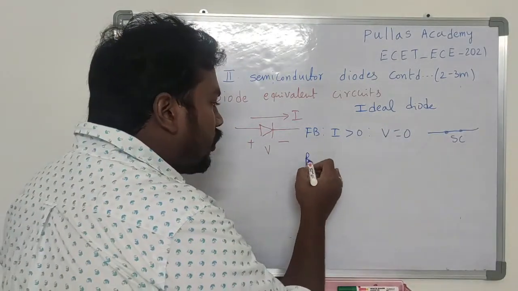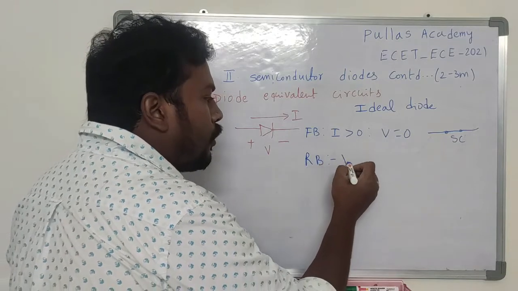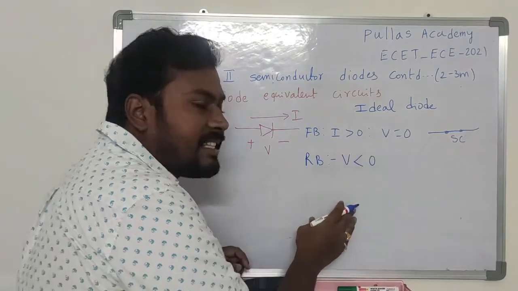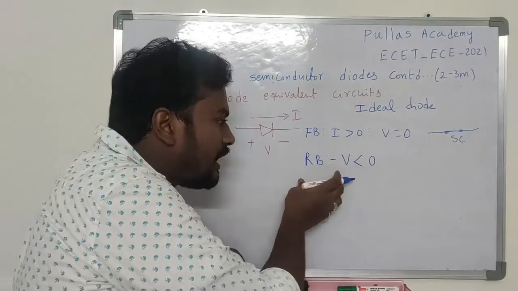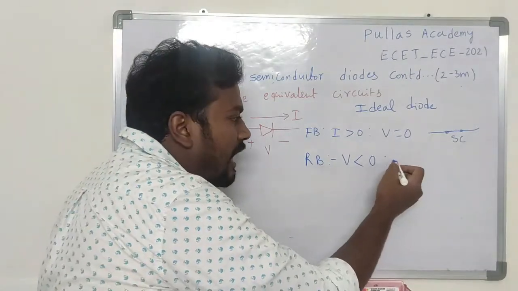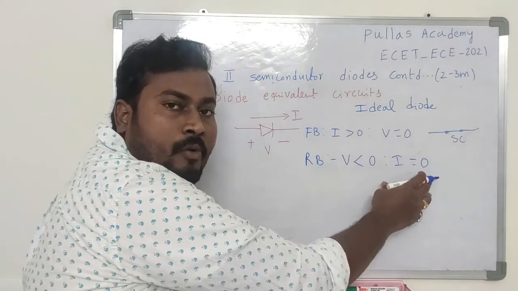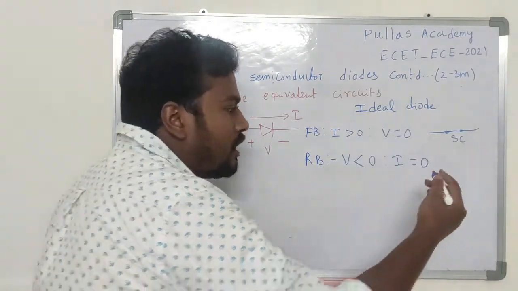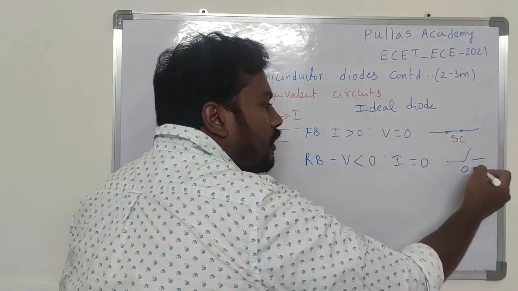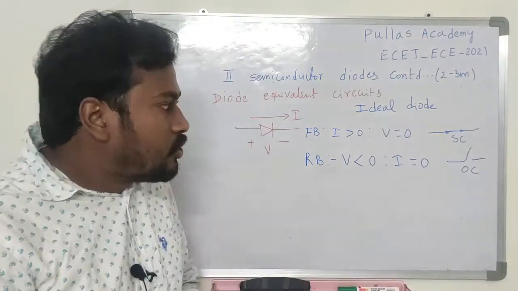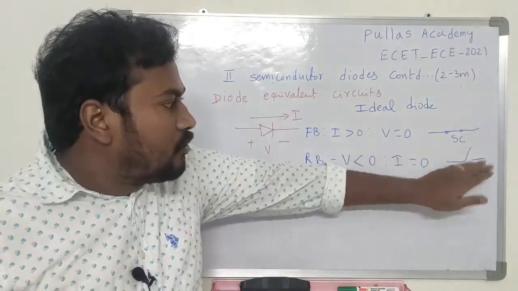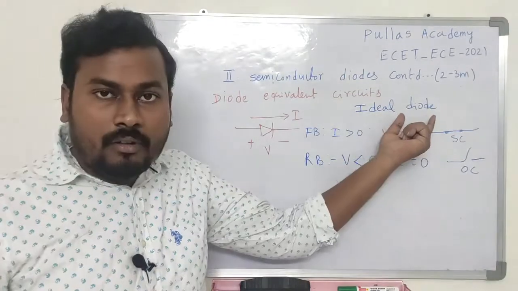So what is the meaning of the diode being reverse biased? When the voltage across the diode is less than 0, the diode is reverse biased, and when the diode is reverse biased, the current through it is 0 amperes. When current through the diode is 0, it is simply an open circuit. So these two are the equivalent circuits of an ideal diode.